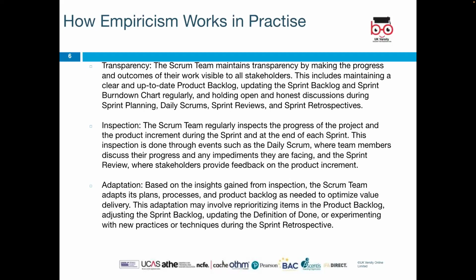Adaptation. Based on the insight gained from the inspection above, the Scrum team adapts its plans, processes, and product backlog as needed to optimize value delivery. This adaptation may involve reprioritizing items in the product backlog, adjusting the sprint backlog, updating the definition of done, or experimenting with new practices or techniques during the sprint retrospectives.